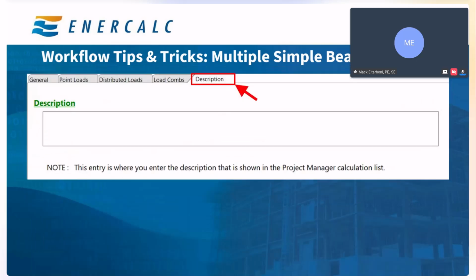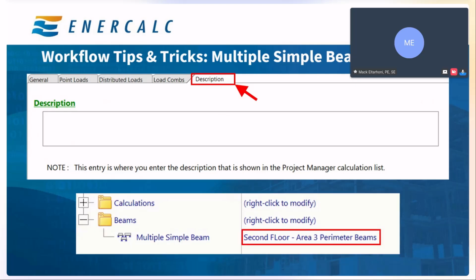The new thing that we have here is the description box. So this right here, the name you put here is the name of the calc that shows in the project manager. This name is going to be a description of the set of the calculations. So for example, I'm going to call this second floor area 3 perimeter beams. So when you go and open your ENERCALC, you can see it right here. That's the name that pops up here. So this is not going to say beam 1 up to 27 feet or beam 2 up to 35 feet. That's not what shows up here.